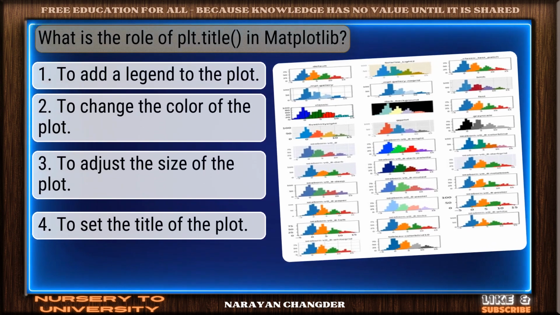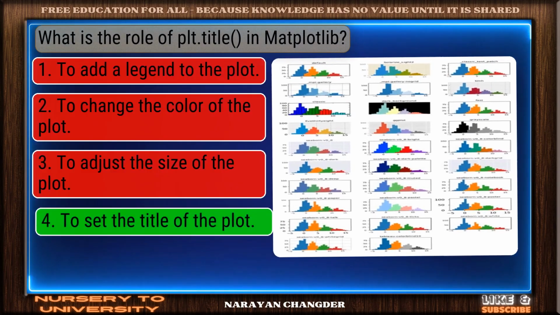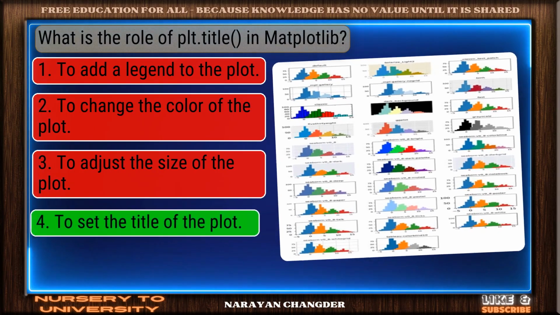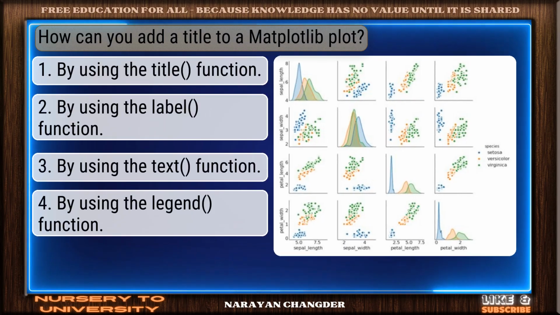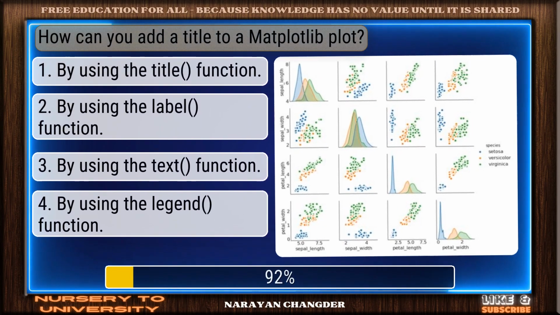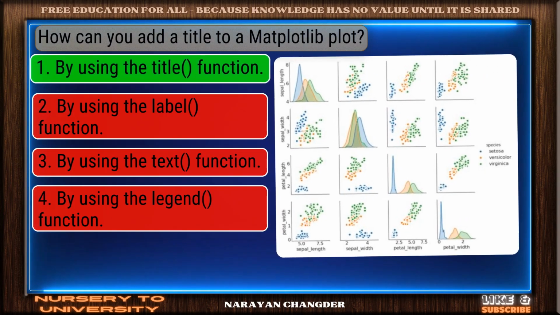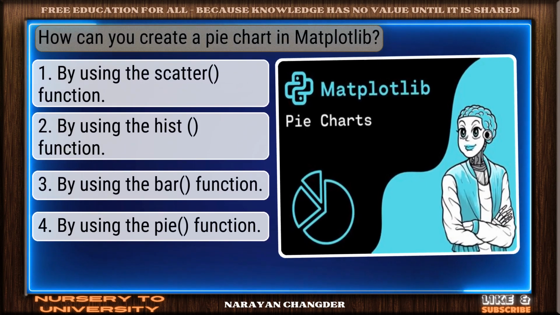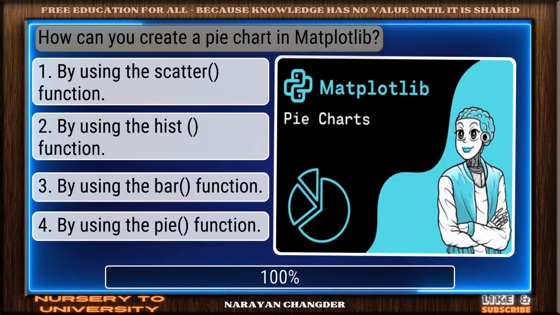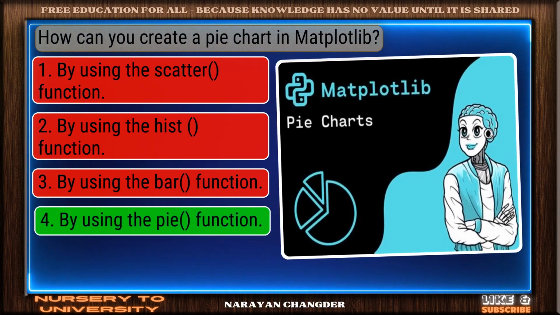Question number 44. What is the role of plt.title in Matplotlib? Right choice. To set the title of the plot is the best answer. Question number 45. How can you add a title to a Matplotlib plot? On track. By using the title function is the correct answer. Question number 46. How can you create a pie chart in Matplotlib? Nice work. You chose by using the pie function, and it is correct.